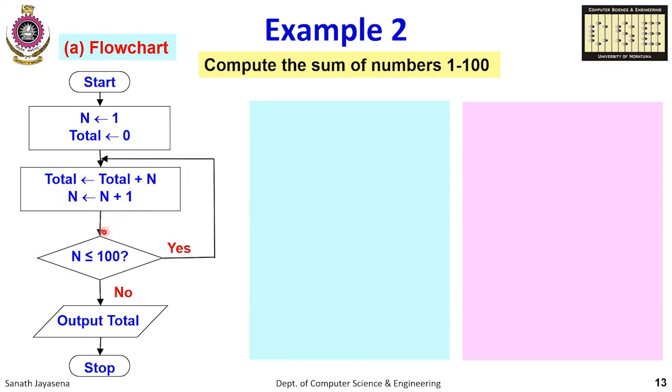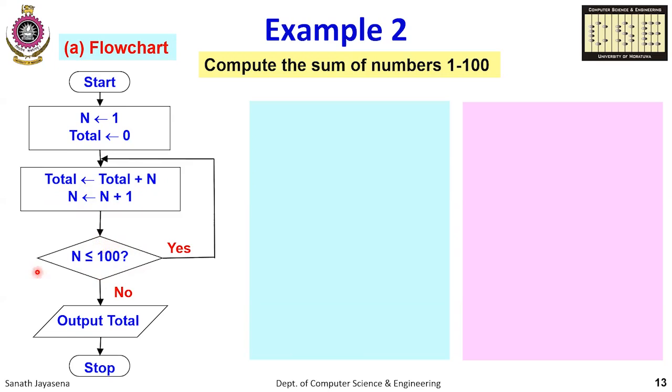And when you come here, you check whether n is less than or equal to 100. If the answer is yes, you go back and do this again. You can see, go back. So we start with n being 1, and whenever you come here, we increment by 1. And here we are checking whether we have reached 100 or gone beyond 100.